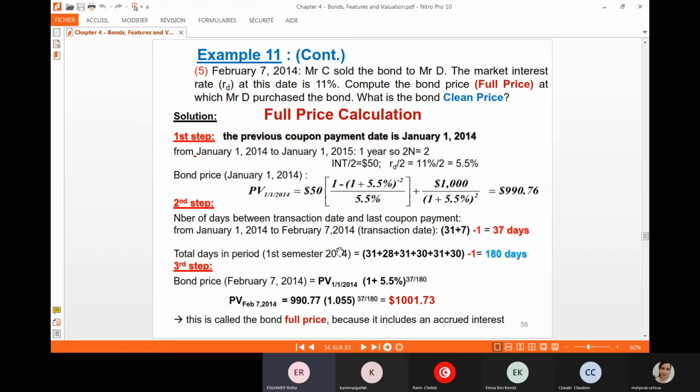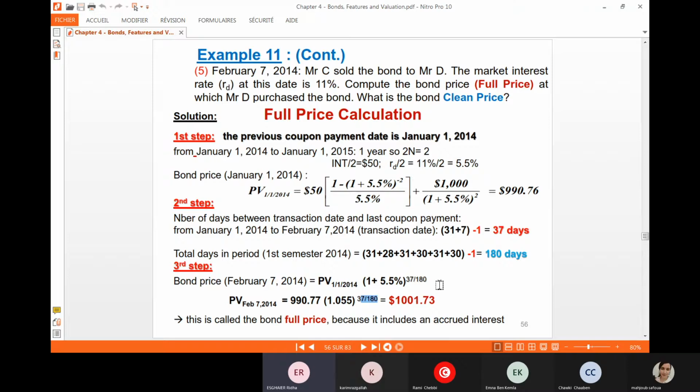Then we compute the total number of days between two coupon payment dates, January 1st, 2014, and the next one, which is July 1st, 2014. We have 180 days. Then we simply capitalize the calculated price on 1/1/2014 to the desired date using the yield to maturity as interest rate and the number of days computed in the second step. We have here the full price of the bond, also called the dirty price.